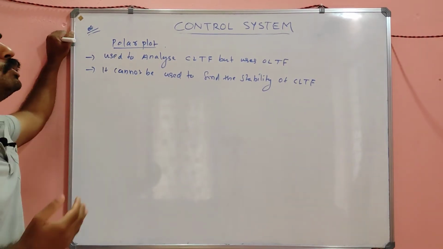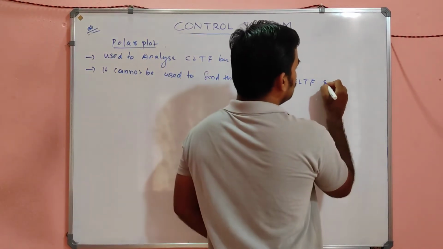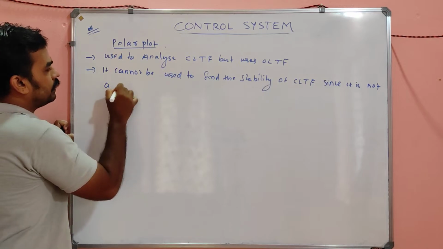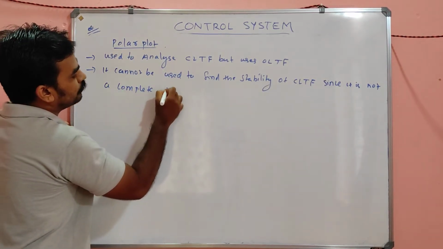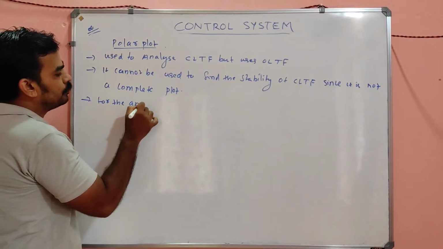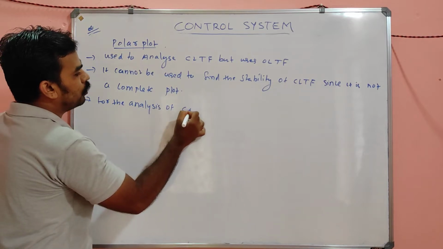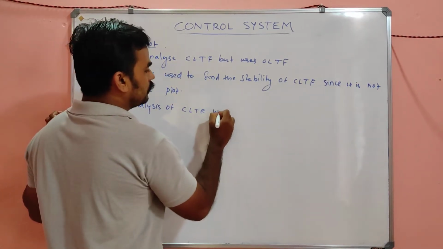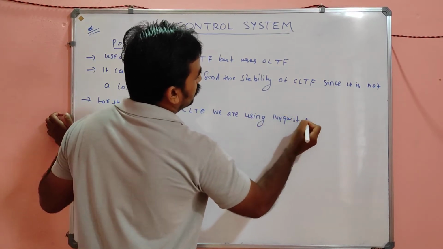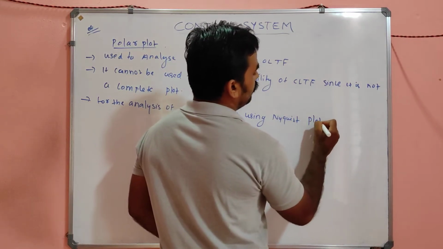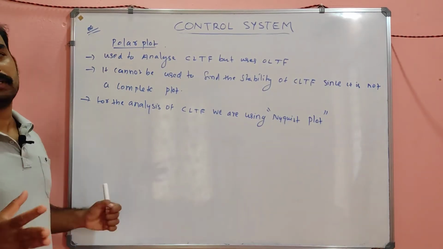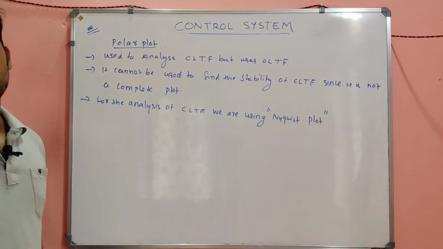So it cannot be used to find the stability of a closed loop system, since it is not a complete plot. And for the analysis of the closed loop transfer function, my dears, we are using the Nyquist stability criterion, or simply the Nyquist plot. So the Nyquist plot is actually a full plot. That means it gives everything regarding the closed loop transfer function.